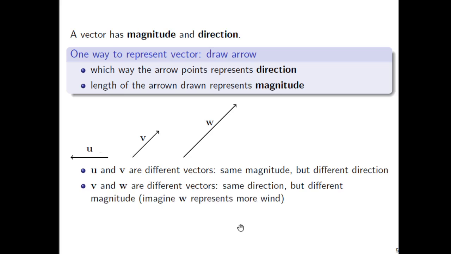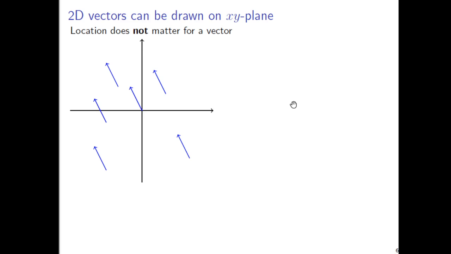V and W, on the other hand, are also different vectors, and the reason is, while they share the same direction, they have different magnitude. So imagine the vector W representing more wind in the same direction. So, an hour later, it's just windier, but the wind is blowing in the same direction as before. So 2D vectors you can draw on the xy plane. This tends to be fairly easy to do.